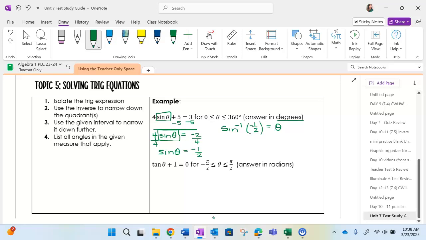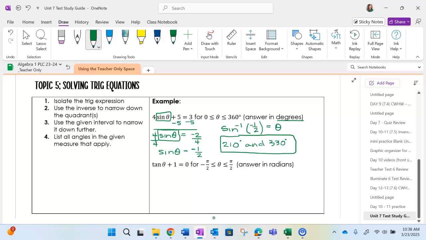So I know I have 210 and 330. Now, here is my restriction. My answers have to be between 0 and 360, and both of these are, so both of these are good. Okay? All right, let's move on to the next one.